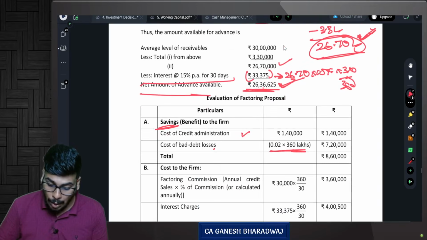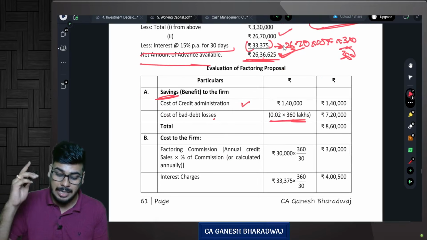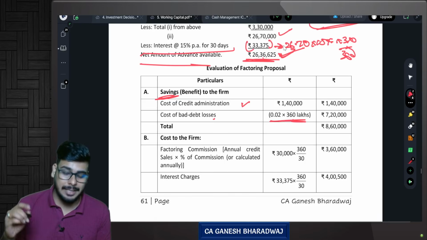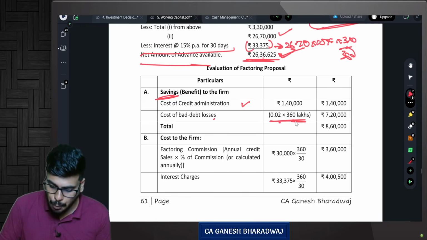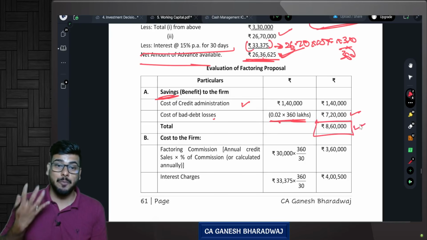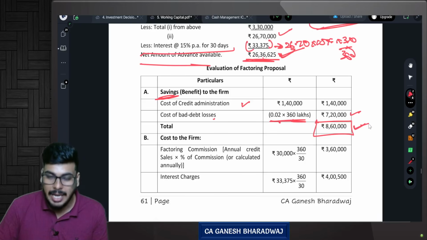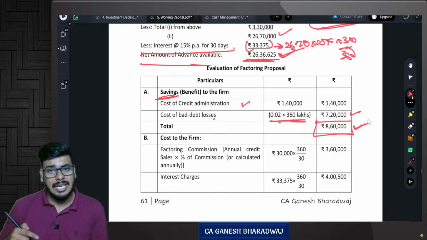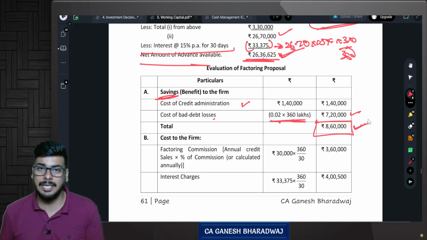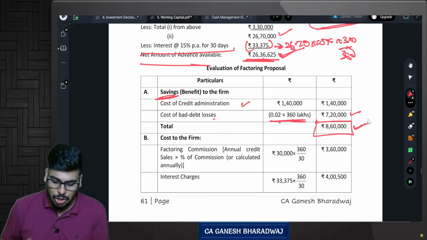So obviously what happens here? The entire bad debts cost can also be saved. 2% on 360 lakh is 7 lakh 20,000. So how much amount are you able to benefit because you're going for the factor? 8 lakh 60,000. But wait, is there a cost associated with it? Yes, there is a cost associated with it. So what is the cost?